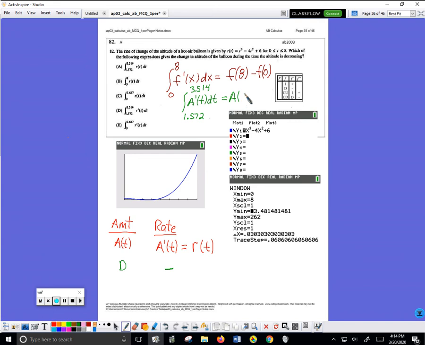So this will get me the change in the altitude between those two times. This would be the integral from 1.572 to 3.514 of R of t. So A is the correct answer.